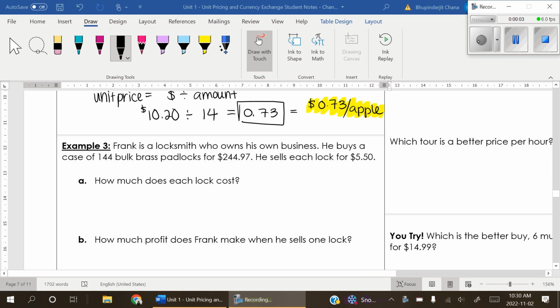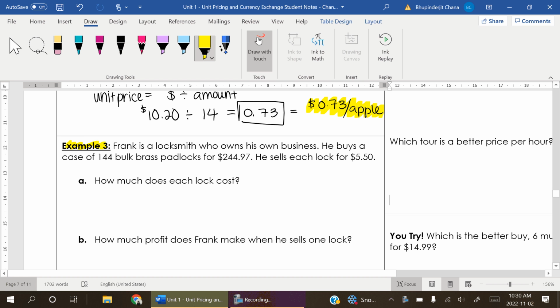Let's move on to part 2. Example 3 says that Frank is a locksmith who owns his own business. He buys a case of 144 bulk brass padlocks for $244.97. He sells each lock for $5.50. The first question is asking us, how much does each lock cost?